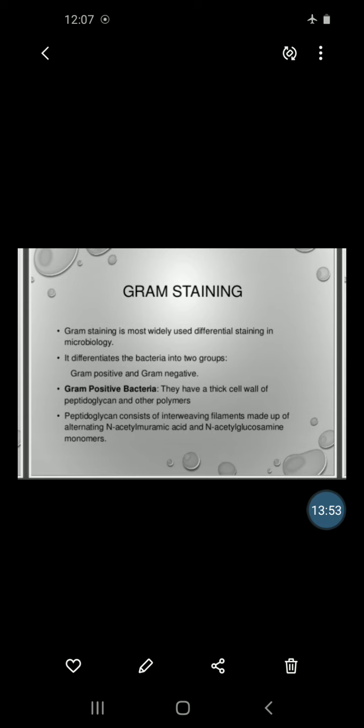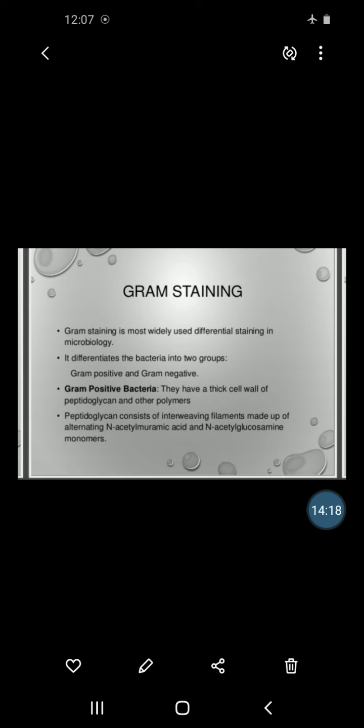Gram staining is the most widely used differential staining in microbiology. It differentiates bacteria into two groups: first, Gram positive bacteria, and second, Gram negative bacteria. First, Gram positive bacteria.